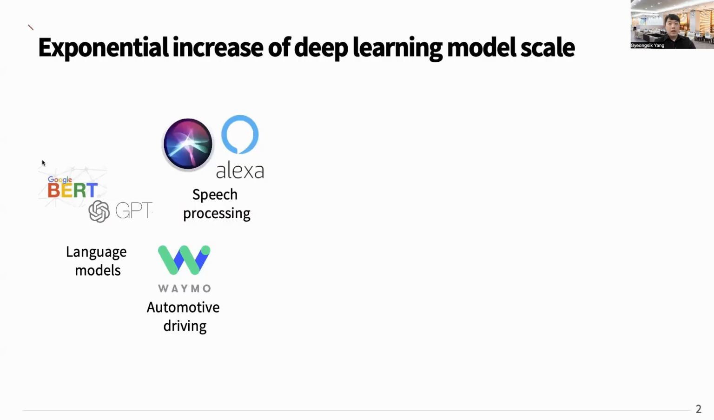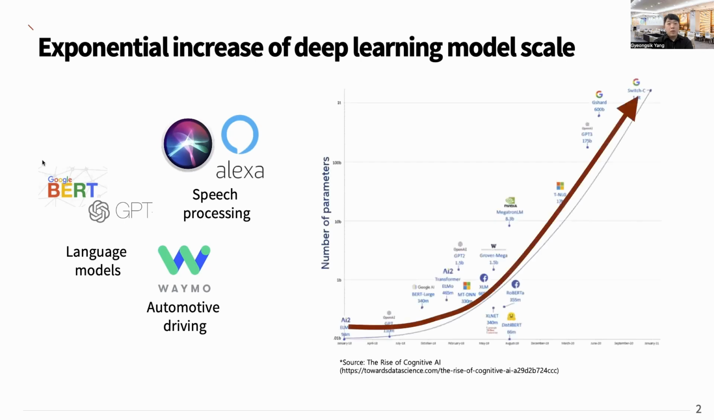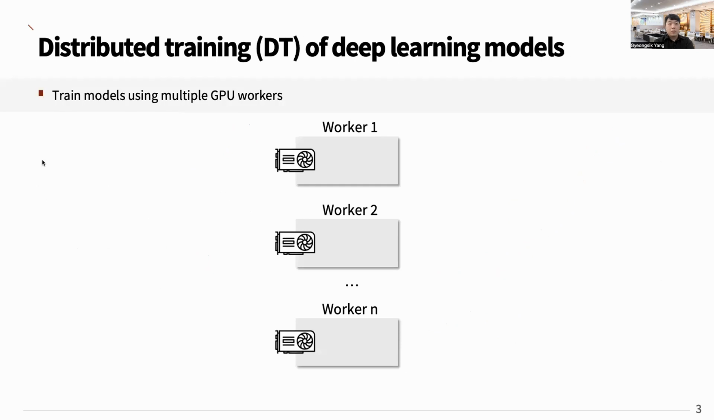Nowadays, many domains like language, speech, and even driving are supported by deep learning models. As deep learning is applied to many more diverse domains, and they strive for higher prediction accuracy, the model subsequently grows larger. As shown in the right graph, the size of the deep learning model has grown exponentially for the past few years. To train such large-scale models, distributed training, or DT, is essential.